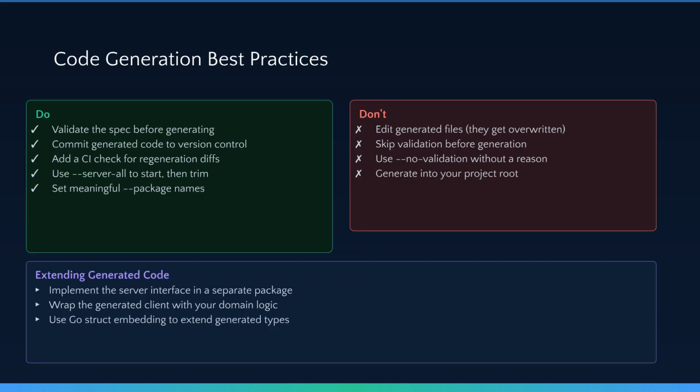Code generation best practices. A few best practices for working with generated code. Always validate before generating: garbage in, garbage out. Commit generated code to version control so code review covers the generated changes and your build doesn't depend on the generator being installed. Never edit generated files directly. Add your logic in separate files. If you need to extend a generated type, use Go struct embedding in a separate file. And always generate into a subdirectory, not your project root, to keep generated code clearly separated from handwritten code.